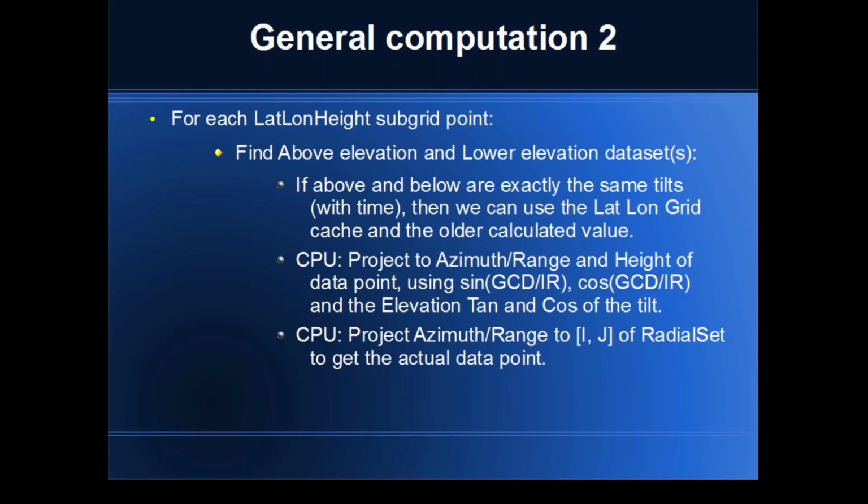We search above and below elevations in our virtual volume. If the current above and below elevations are exactly the same for a location with the same tilts in case the angle is replaced, then calculating the new value can be skipped. We can use the lat-long grid cache in this case. Otherwise, we use the sine and cosine cache along with the tangent and cosine of that particular tilt to get the range and height of the final calculated value.